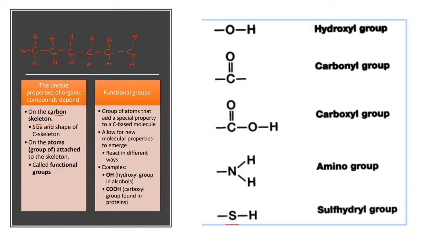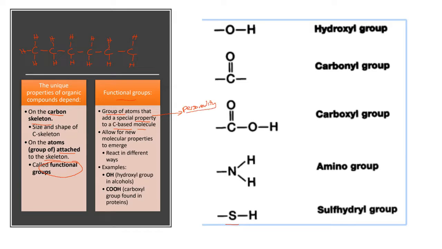Now, before I move on with the rest of the molecule, check this out. The unique properties of organic compounds depend on the carbon skeleton. But sometimes there can be some other atoms attached to this skeleton, and we're going to call that a functional group. Functional groups. What are functional groups? They're a group of atoms that add a special property to a carbon-based molecule. I call it giving them some kind of personality.